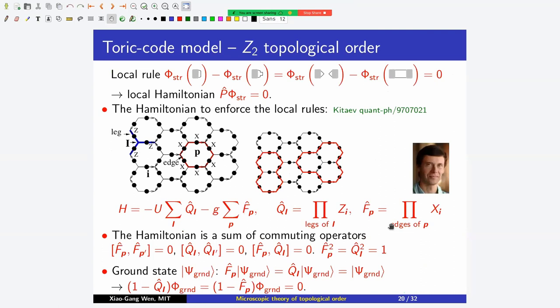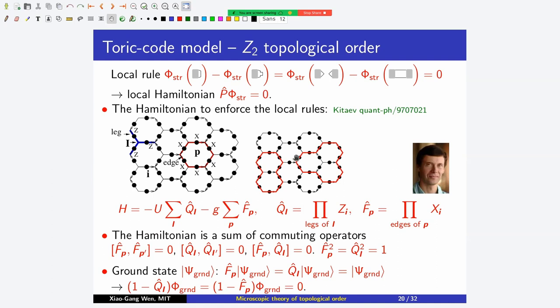Okay. So we know that the Z2 topological order can be realized exactly by the toric code model. That's a solvable model. I think probably everyone is familiar with the toric code model. But here I will describe it because it is also a good example for higher symmetry.